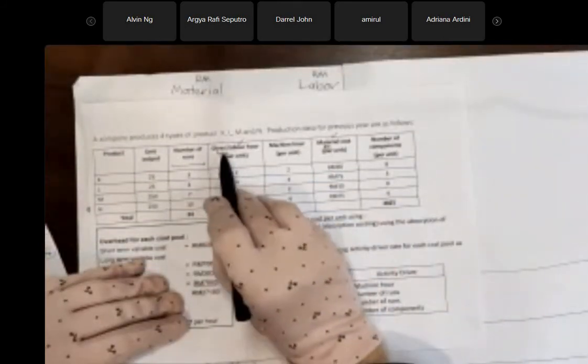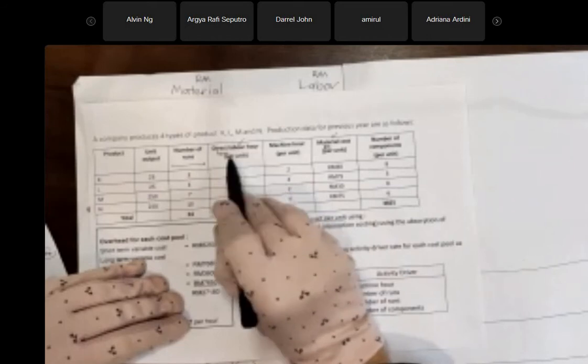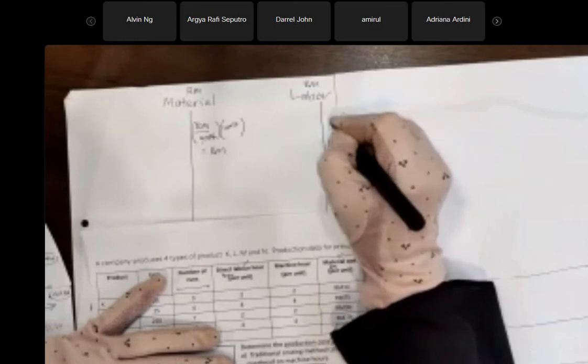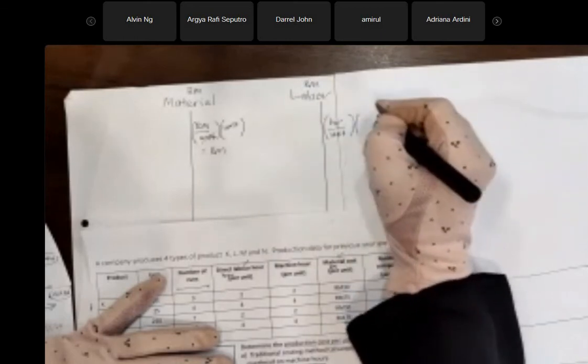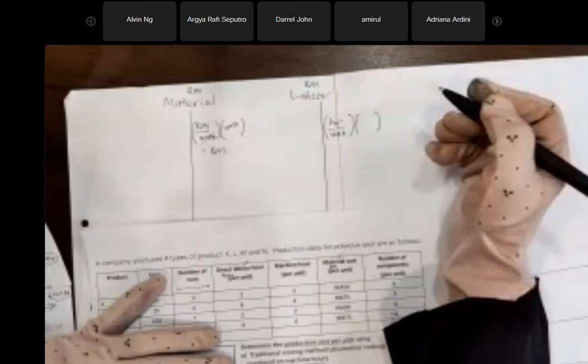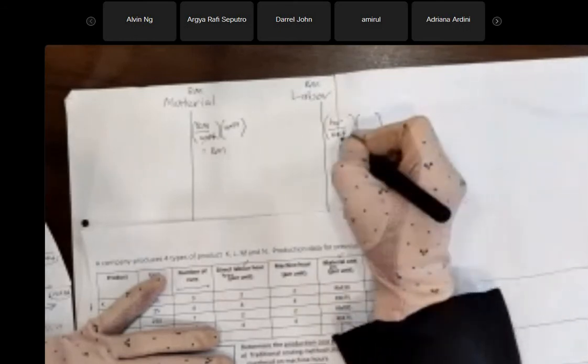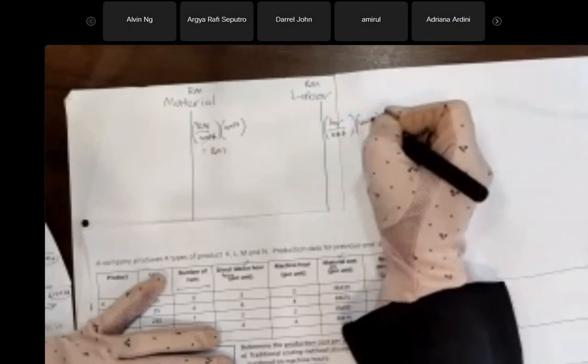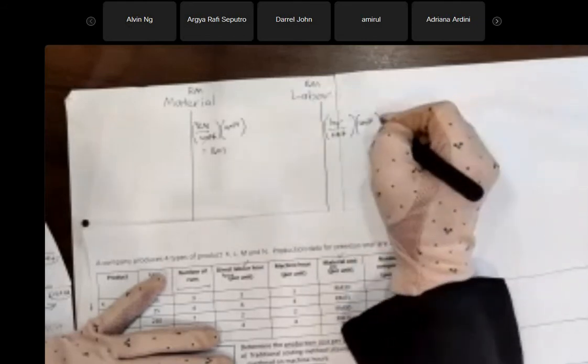Now we go to labor. What is the data for the labor? Direct labor hour, so hour per unit. You have the data as hour per unit. What else do you have to take into account? Unit, right? You have to consider unit. So now it is hour. What else do you need to get RM here?